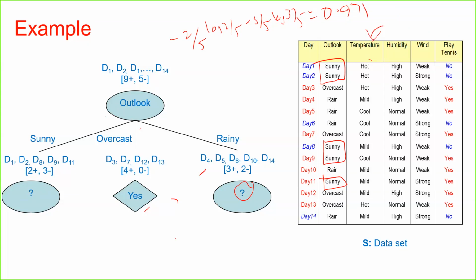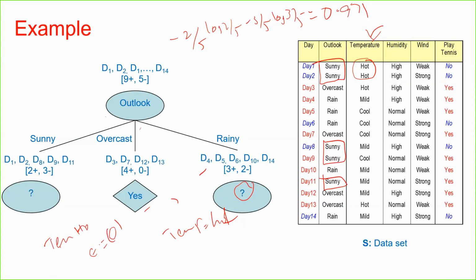Temperature equal to hot. So how many of these 5 instances have temperature equal to hot? Only 2. And how many of them are positive and how many negative? Both negative, right? So if I split it based on the temperature, the entropy after splitting for the value hot is 0.